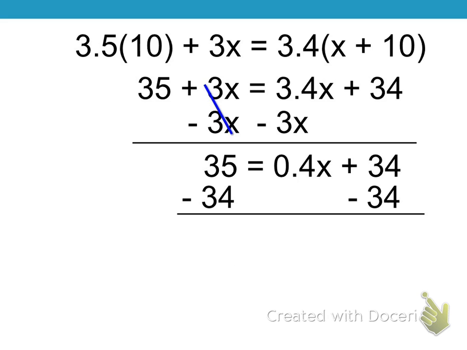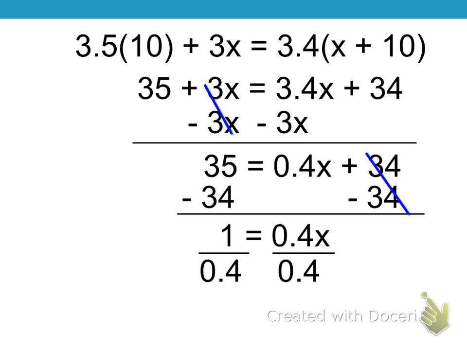Now we can subtract 34. We end up with 1 equals 0.4x. Divide both sides by 0.4. 2.5.